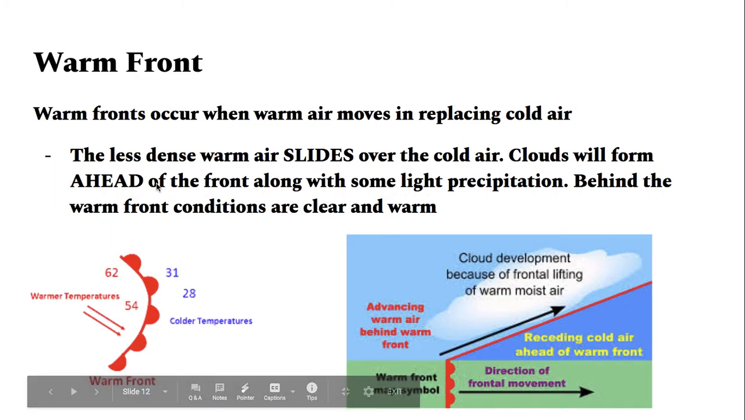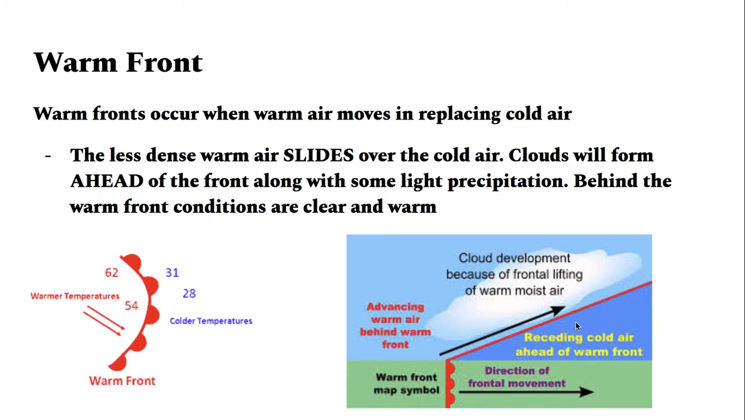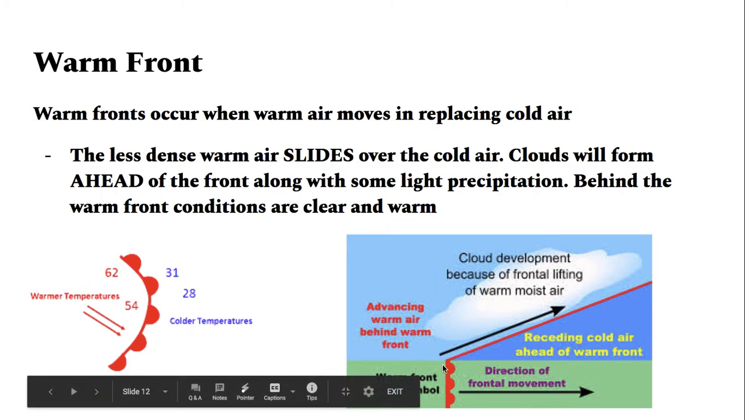So the clouds will form ahead of the front with a little bit of precipitation. Usually these are nice gentle rains. It's nothing crazy. You don't usually get big thunderstorms. And then as soon as the front passes, you'll have nice clear skies and warm temperatures. But I want you to note the difference. At a cold front, the warm air gets pushed straight up. At a warm front, the warm air slides over gently.